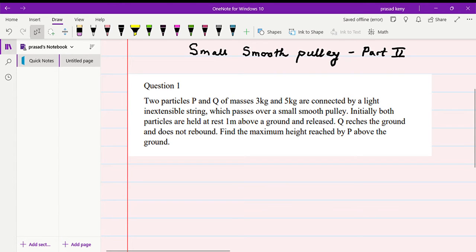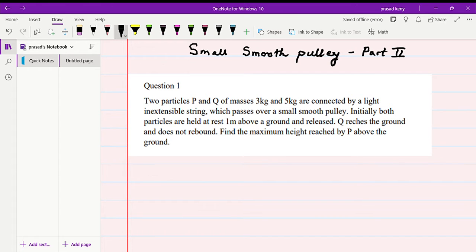Hello students, in our last class we had seen the modeling of the string, that the string is light and inextensible. When we say that the string is light, that means its own weight is neglected and a uniform tension is developed in the string. And inextensible means its length does not change.